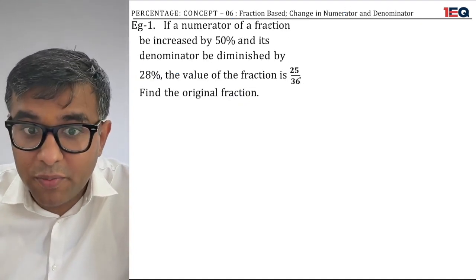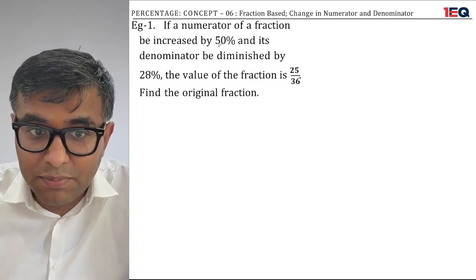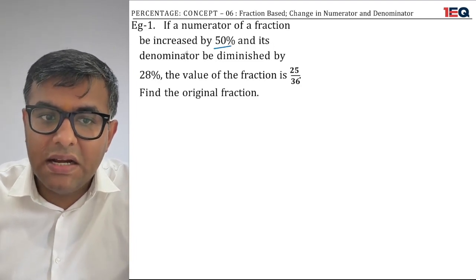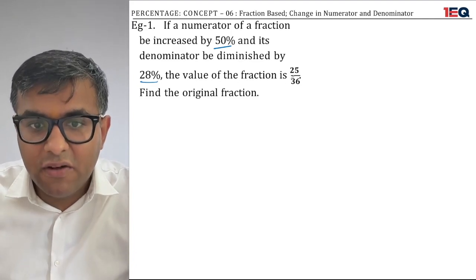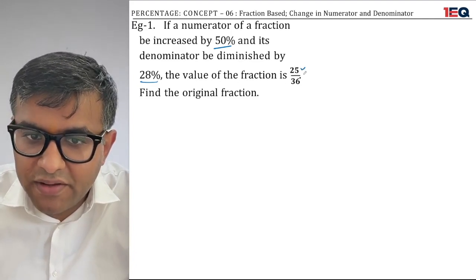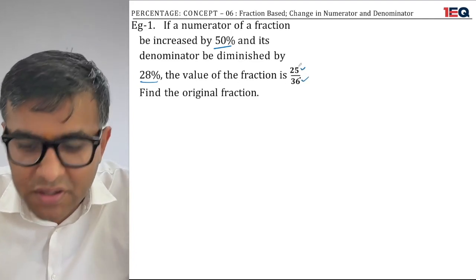It says if the numerator of a fraction is increased by 50% and its denominator is diminished by 28%, the value of the fraction comes out to be 25 by 36. What is the original fraction?